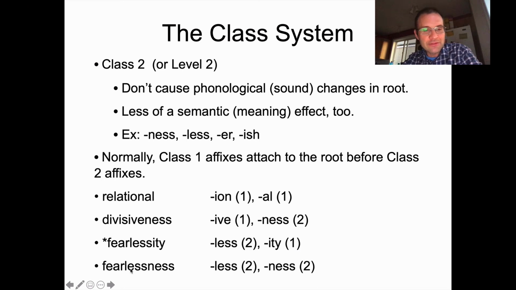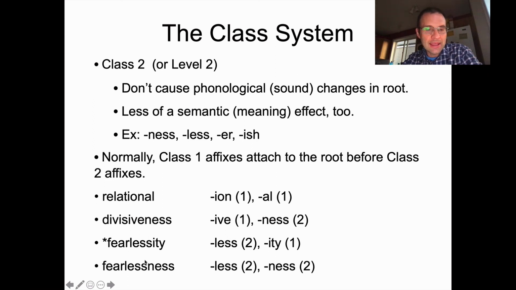You can get like fearlessness. This is two class 2 affixes attaching to the original word fear. And they can kind of go in whatever order is appropriate for the lexical categories there. So fear is a noun, fearless is an adjective, and fearlessness is another noun. So you kind of have to add them in that order.